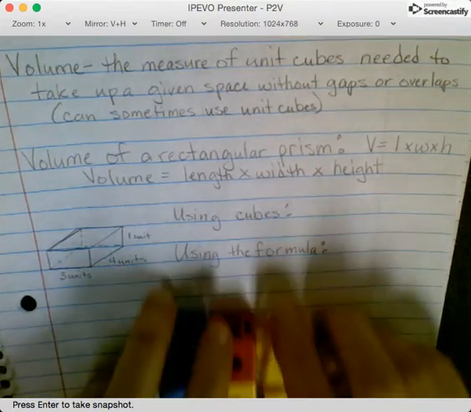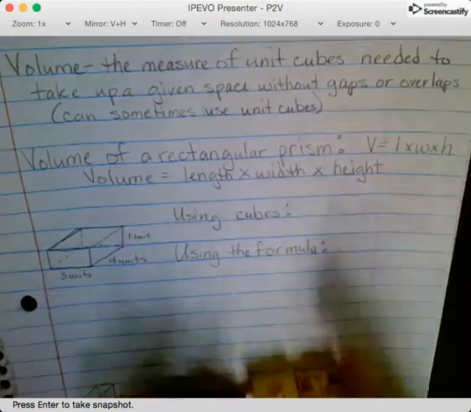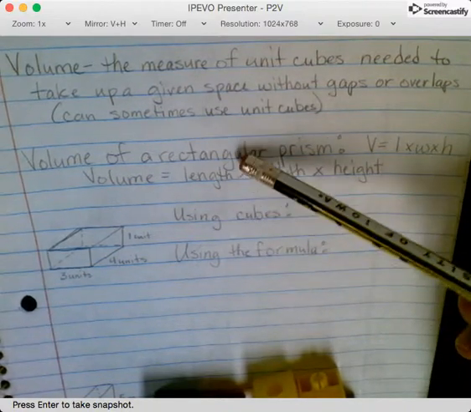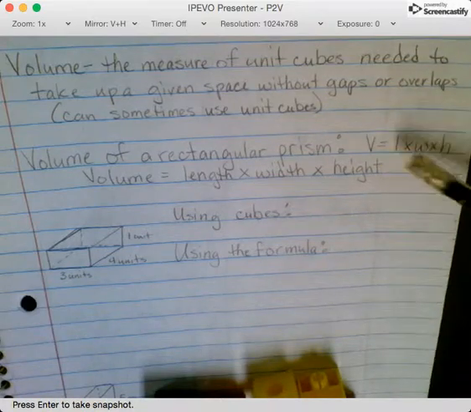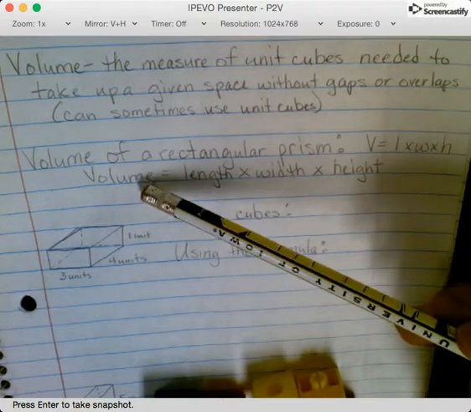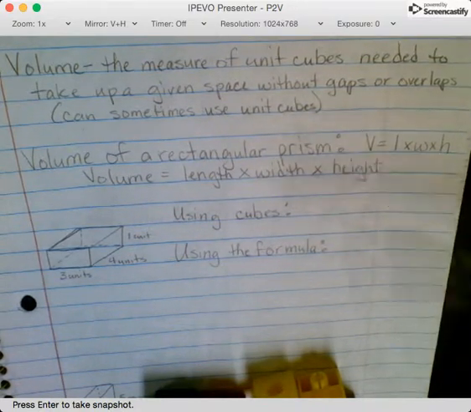So in this video, I'm actually going to first show you what it is using unit cubes. And then we'll talk about the formula. So the formula for the volume of a rectangular prism is V equals L times W times H, which just means the volume can be found by multiplying the length by the width by the height.